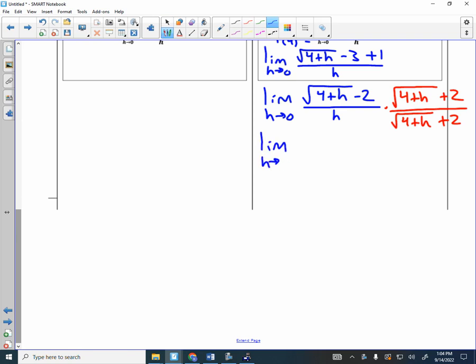Limit as h goes to 0. So we've done this before. This should be kind of routine for us to some degree. What do we get when we multiply those square roots? 4 plus h.